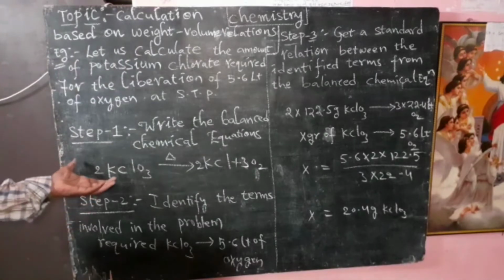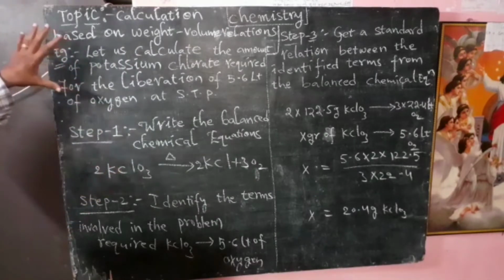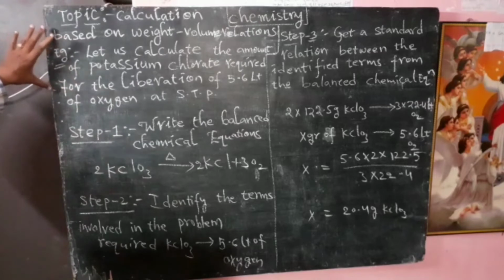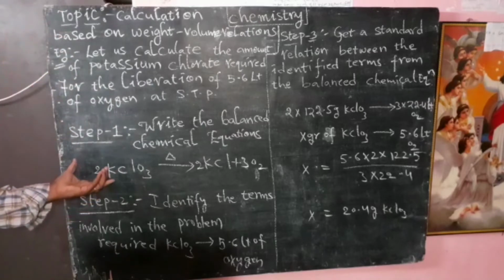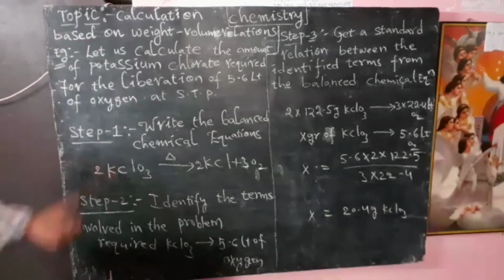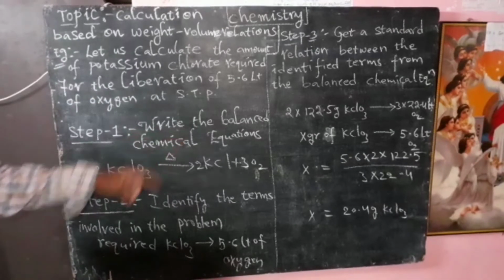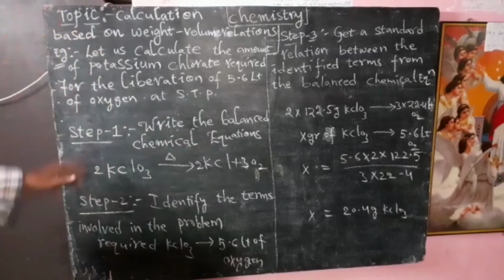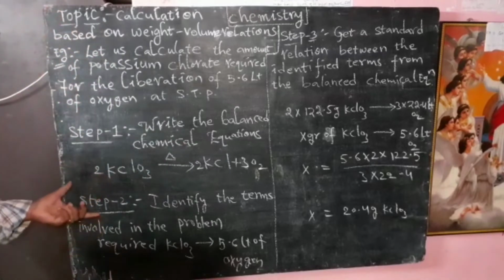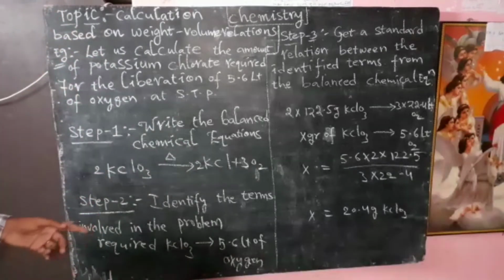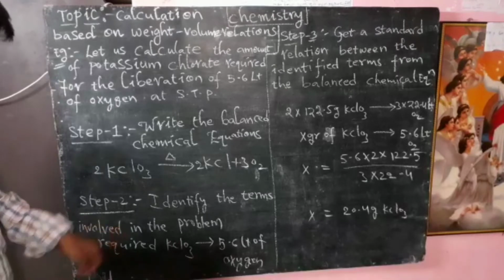So how did I write this balanced chemical equation? Whatever information was given in the question, basing on those terms I wrote a chemical equation here. First step, what is it? Write the balanced chemical equation. Next, step 2, identify the terms involved in the problem.